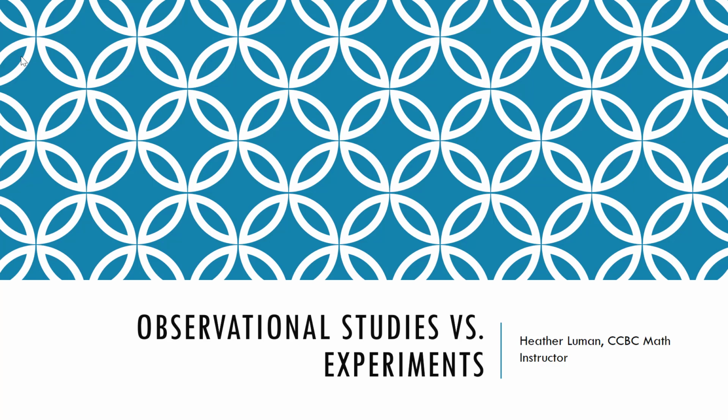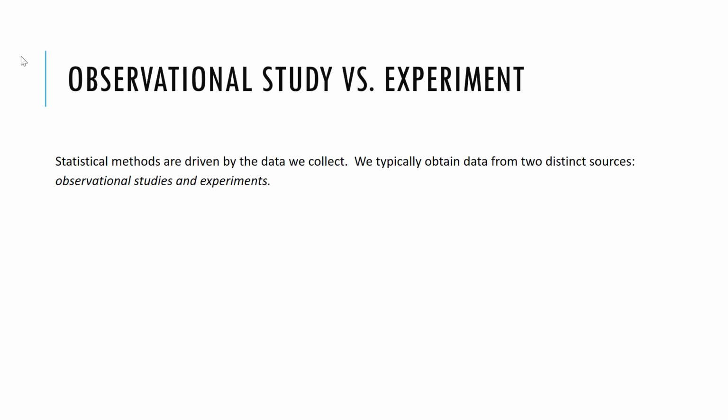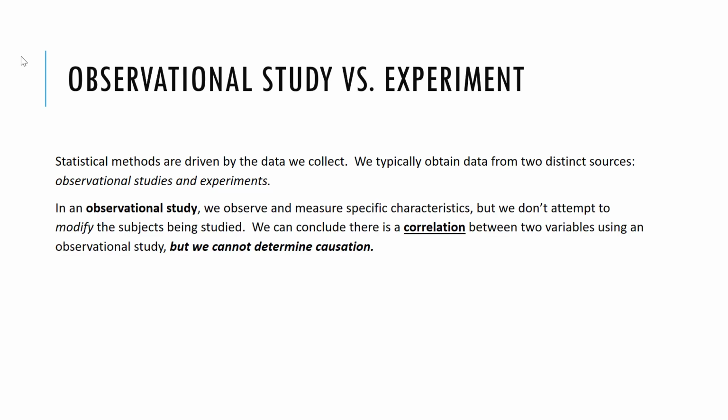Welcome to this video on observational studies versus experiments. Statistical methods are driven by the data we collect. We typically obtain data from two distinct sources, observational studies and experiments. In an observational study, we observe and measure specific characteristics, but we don't attempt to modify the subjects being studied.